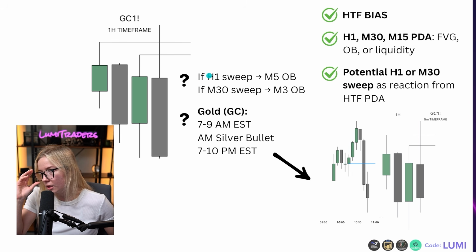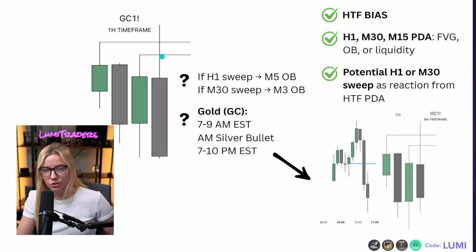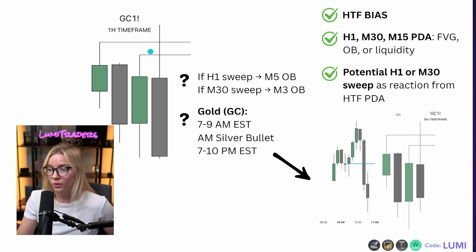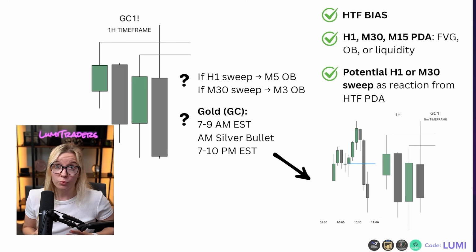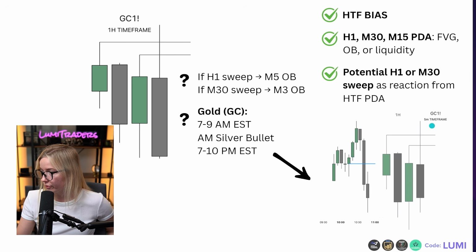So next question. Once we got, at this point, potential hourly sweep, I need to switch on 5-minute chart and make sure if I have OB. If I have OB on 5-minute chart, so yes, we have confirmation of potential sweep. But maybe we have something on 30-minute chart. Let's say with this hourly potential sweep, we also have 30-minute sweep. So the most common question, let's say I have hourly and 30-minute sweep at the same time. So I'm going to use 30-minute sweep and 3-minute OB because it's going to give me better entry with better stop loss.